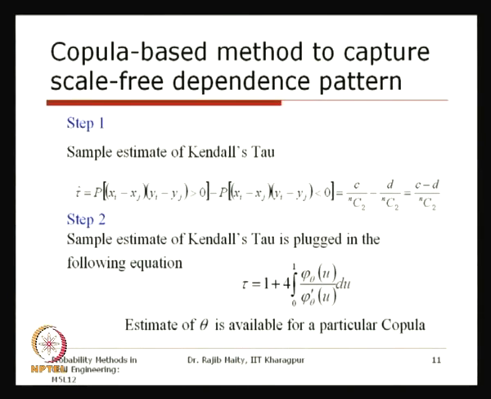So, the example that we are going to discuss is on this copula based method to capture the scale free dependence pattern. As we have discussed, the first step whenever we have some data is to estimate the sample estimate of the Kendall's tau of this data. This is the form that we have discussed. In step 2, that sample estimate of the Kendall's tau is plugged into the following equation, because we are using the Archimedean copula. So, we will get the estimate of theta for a particular copula.